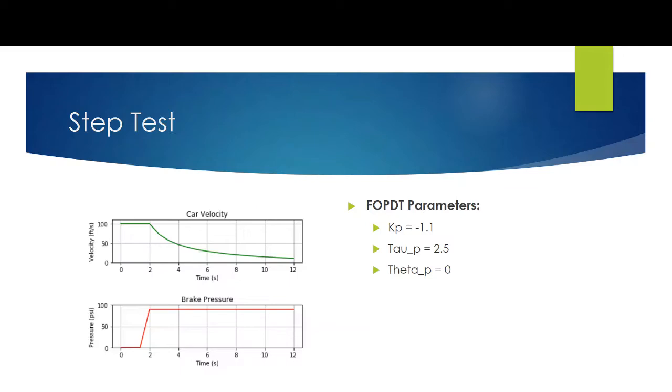From our first principles model, we were able to do a test to get some FOPDT parameters, first order plus dead time parameters, for our system. As you can see from our step in the brake pressure, we get a velocity that decays nicely over time, and our gain is about -1.1. Our time constant is about 2.5 seconds, and there's pretty much no dead time in our model.